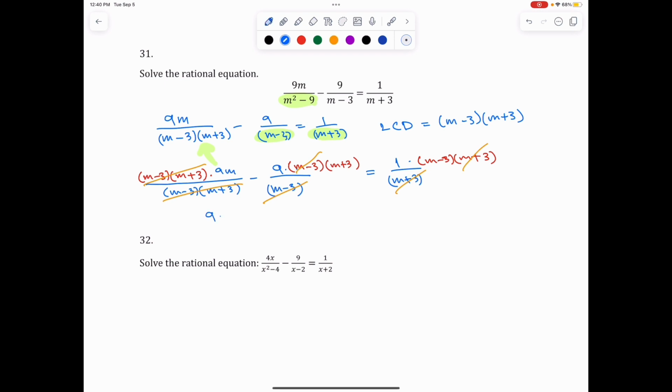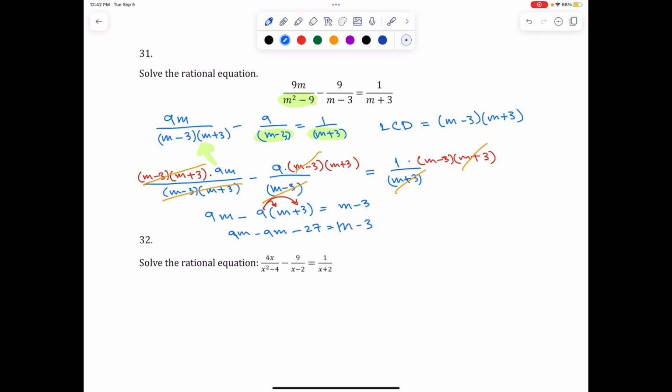So we end up with 9m minus 9 times m plus 3 equals 1. Now we need to distribute the 9 inside. So we have 9m minus 9m minus 27 equals 1. This side is actually 1 times m minus 3. So this is m minus 3.